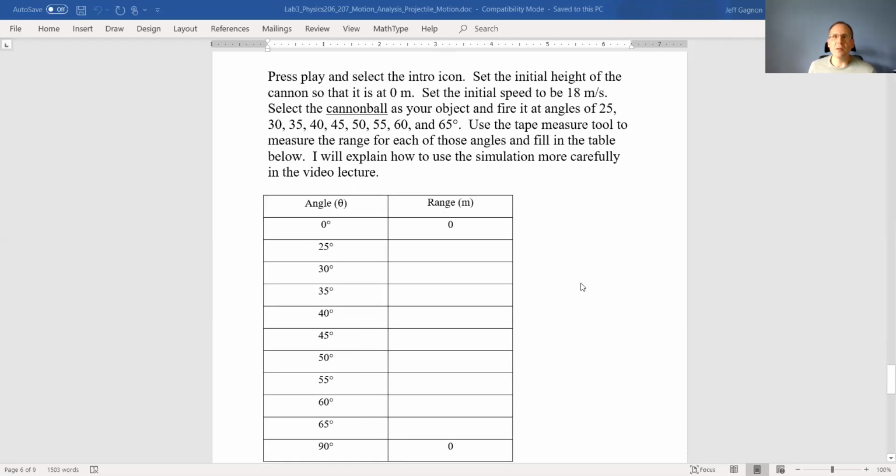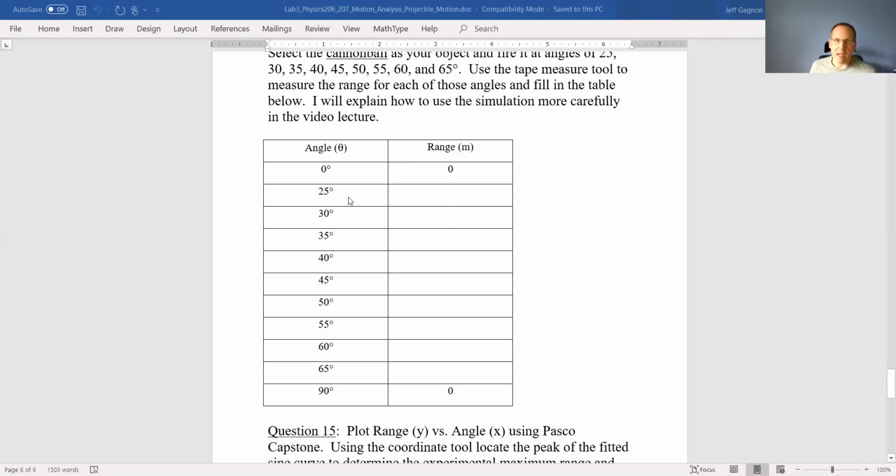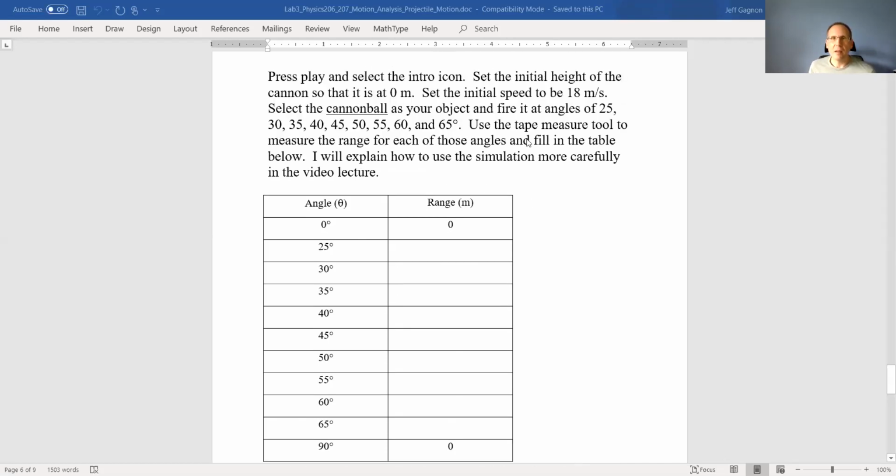What you're going to do is set this up so that the initial speed of the projectile is 18 meters per second. Now we're going to use SI units for this part of the lab. Use the cannonball as the object that you're going to fire, and fire at angles of 25, 30, 35, 40, 45, 50, 55, 60, and 65 degrees. Use the tape measure to measure the range for each of those angles, and fill in this table. So you have the angle, and you want to figure out the range in meters. Let me show you what this is going to look like using that simulation. I'll show you how to use the actual simulation.